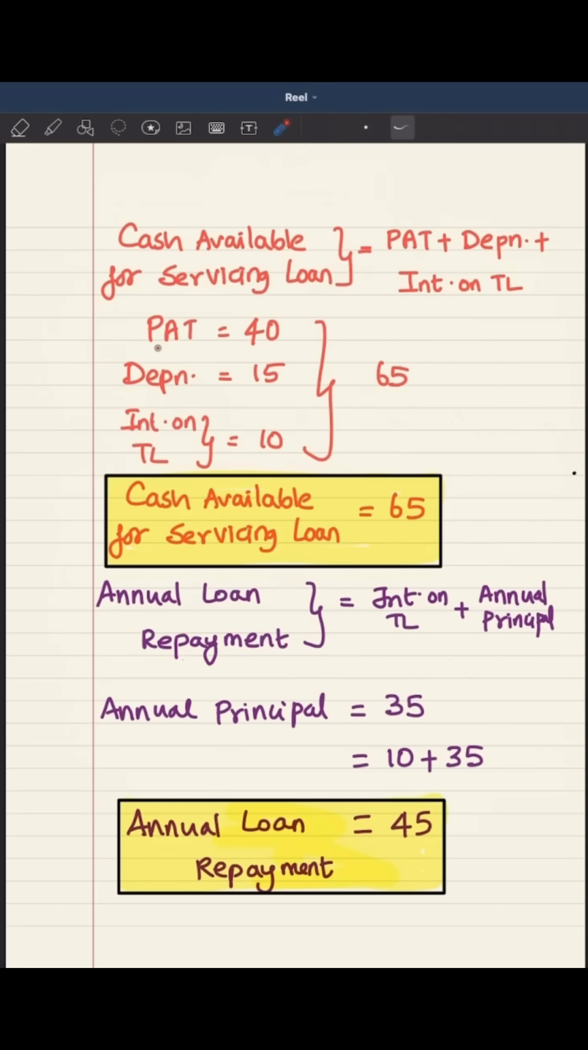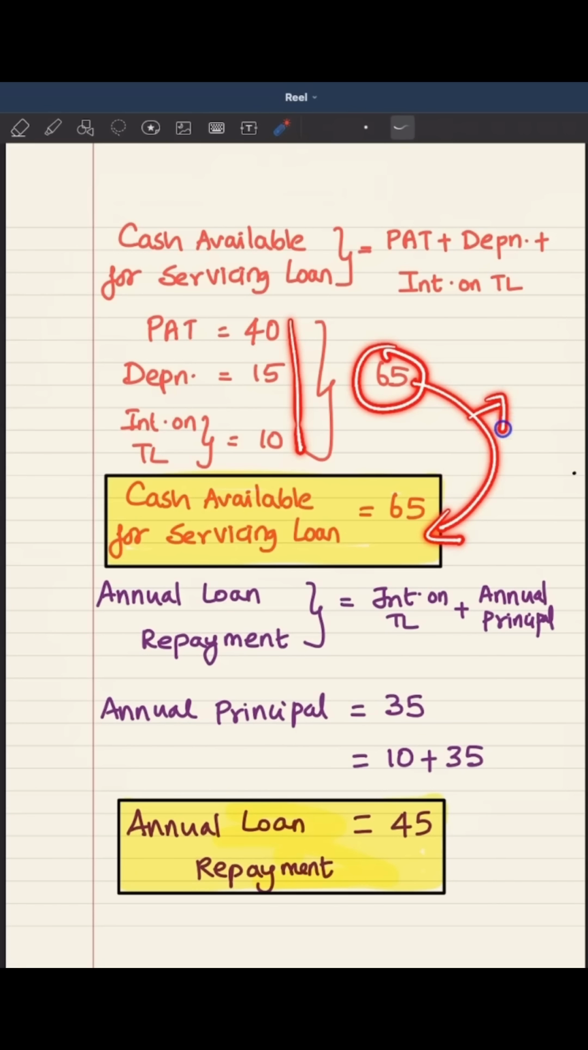Let's take an example. Here, let us find out cash available for servicing the loan. Already I gave you the formula and here you have the respective values. Profit after tax, let's say 40 million. Depreciation is 15 million. Interest on term loan is 10 million. And when I say interest on term loan, it is basically interest on old term loans as well as the proposed new term loan put together. So if you add all this, you are going to get 65. And we will call it as cash available for servicing the loan.